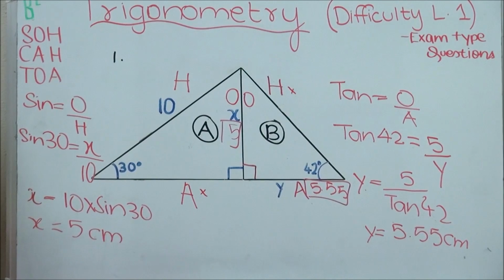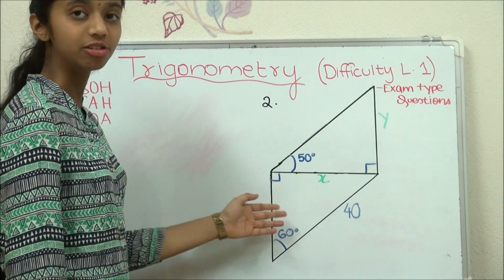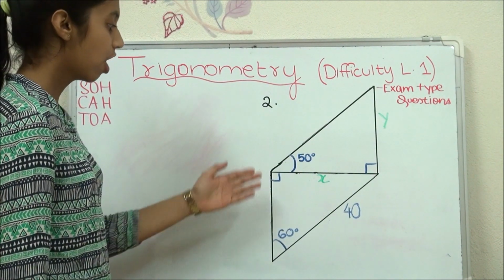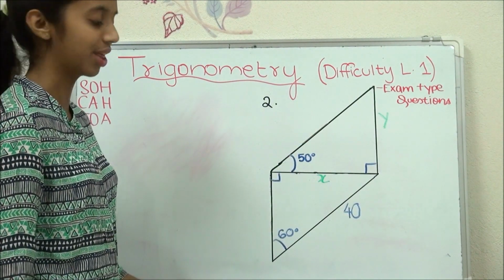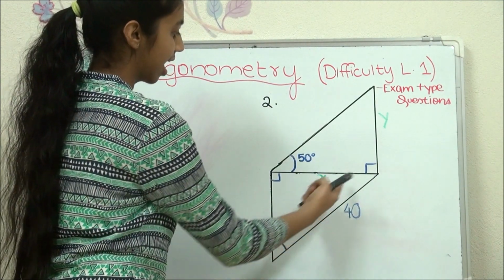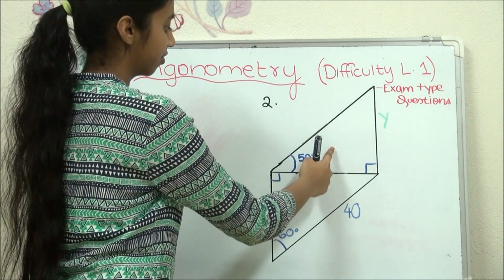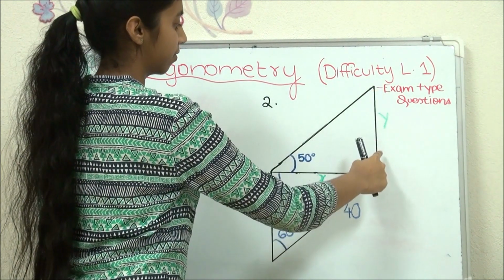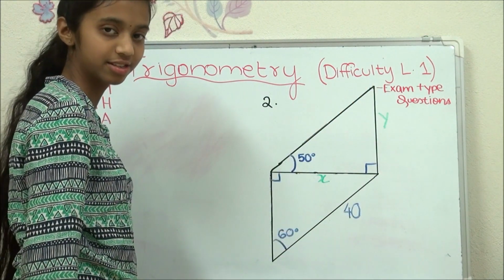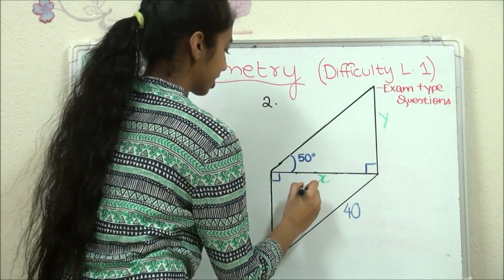Let us move on to the second question. In this question, we have two triangles just like before. The first thing we need to do is to identify which triangle we need to start with. If you look at the bottom triangle, it has the side and the side that we need to find with the angle. And in the triangle above, we only have the angle and the side of y, and we don't have the length of any other sides. So let us start with this triangle, as we have the length of this side, that is 40 centimeters.